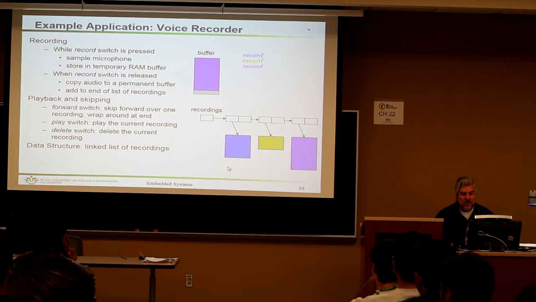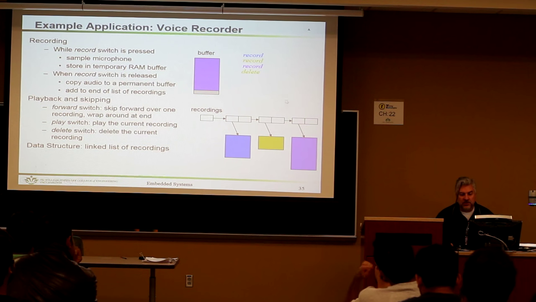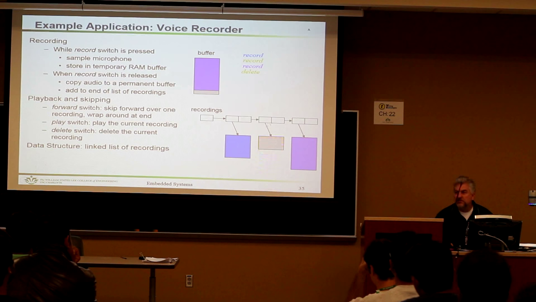And then maybe based on me pressing my buttons, I'll want to delete something. So I've gone through and I'll delete this current one. So what do I do? Well, first thing I do is I free that space. And so that space is now available to be used by another recording. And this entire data structure I can get rid of.